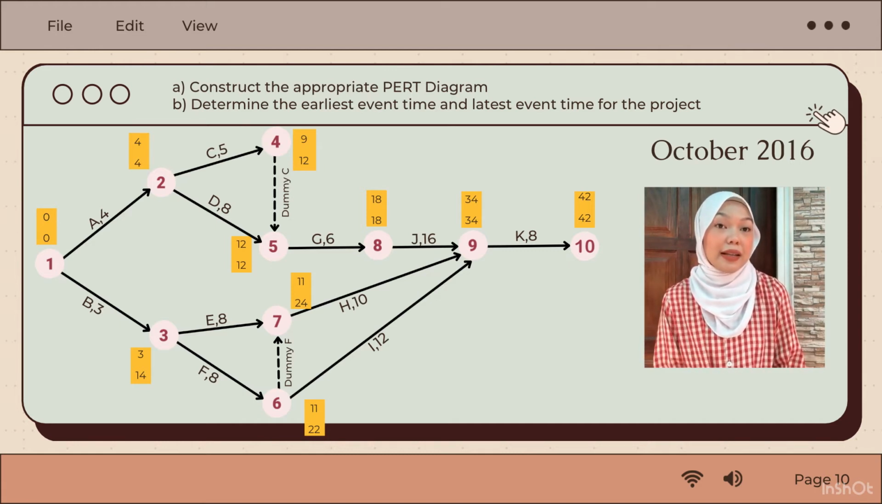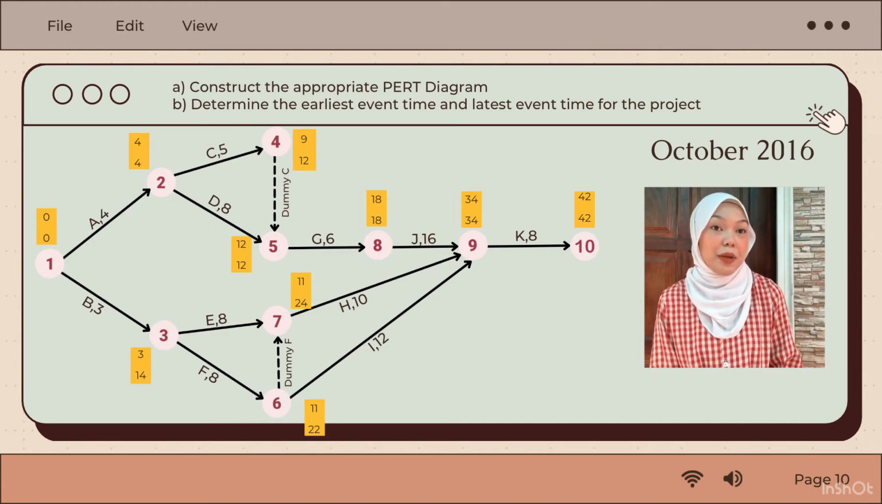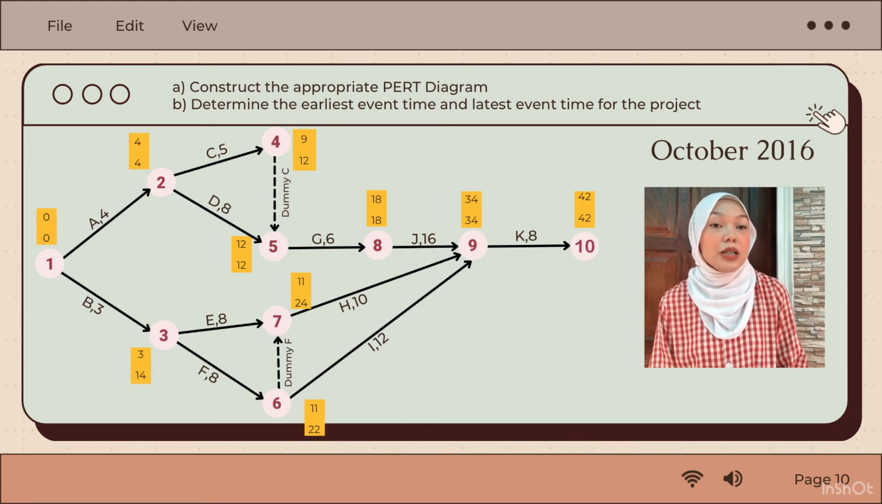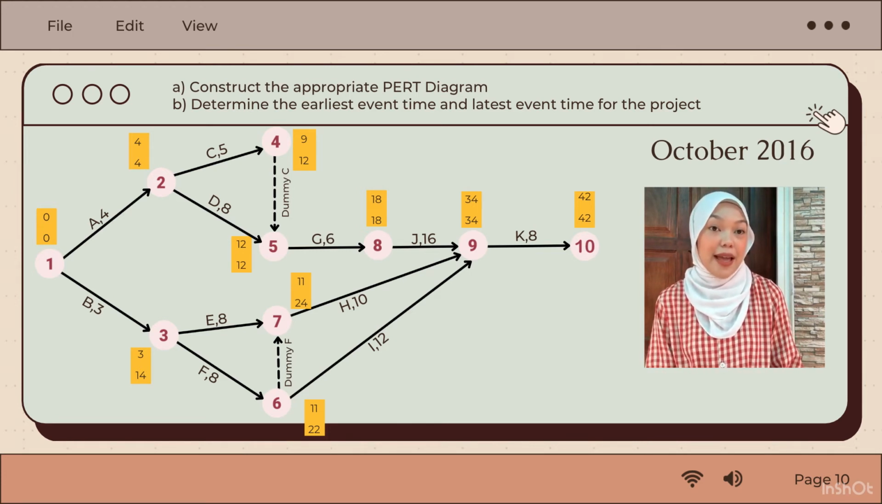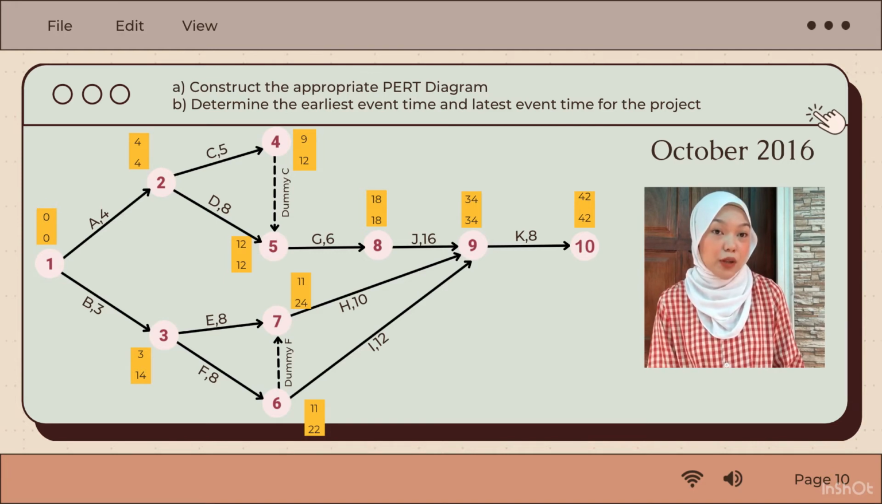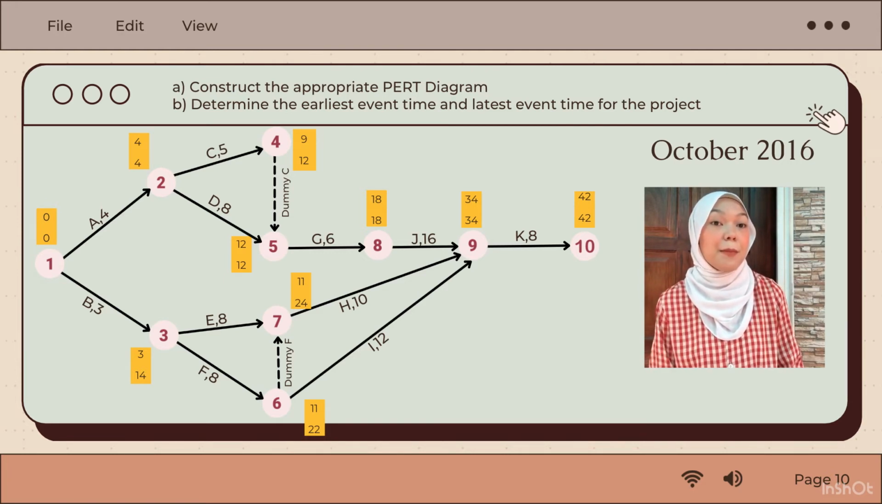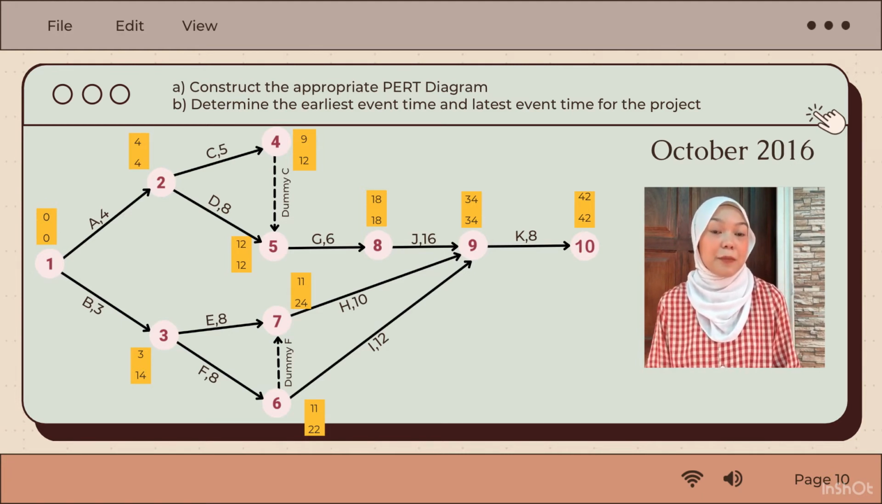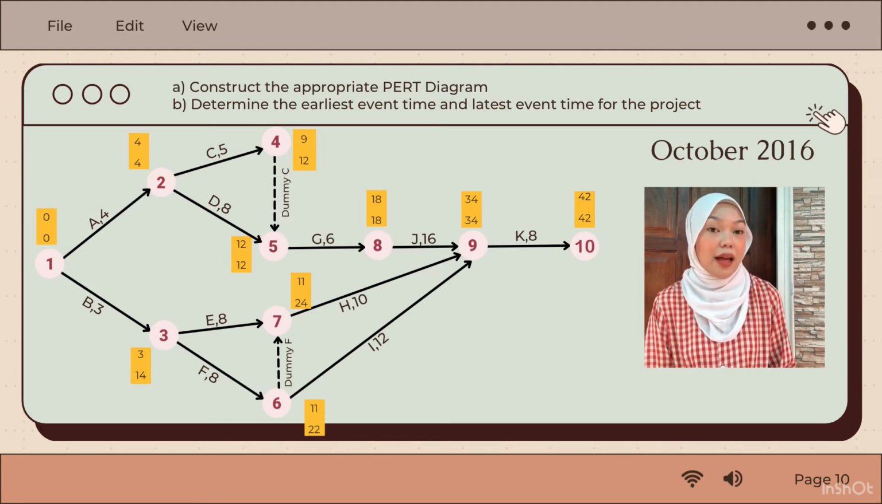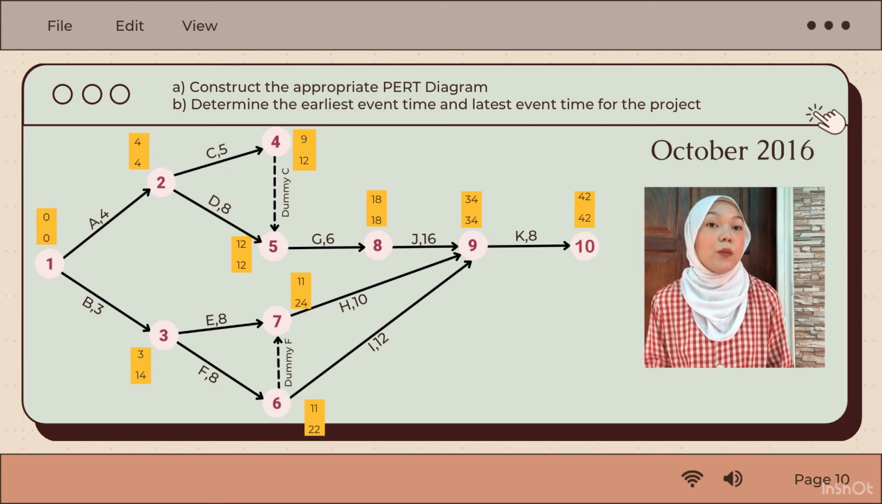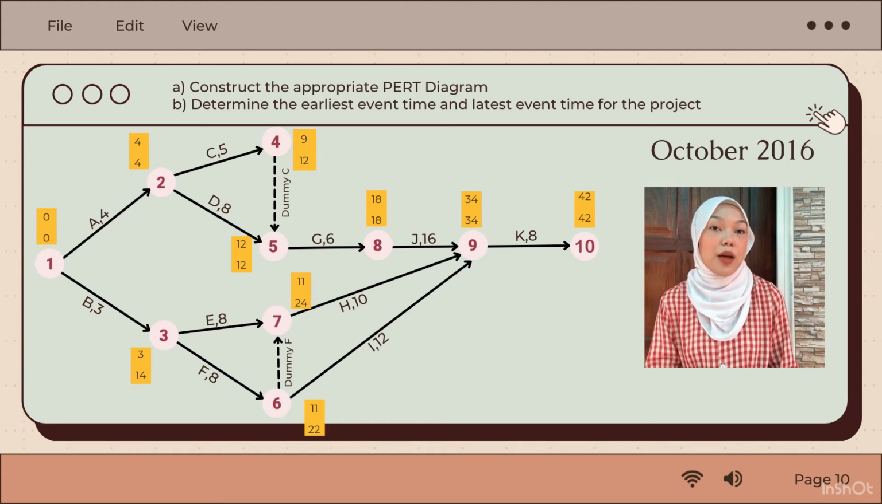To get the LET, we calculate from behind, which means we look at the tail of the arrow. So for LET, we start at node number 10, which is 42, and we reverse back by subtracting the duration, so we can get 0 at the end of the LET. Therefore, to get node number 9, we do 42 minus 8 equals 34. Node number 8 is equal to 18, and node number 5 is equal to 12. For node 4, we do 12 minus 0 equals 12.